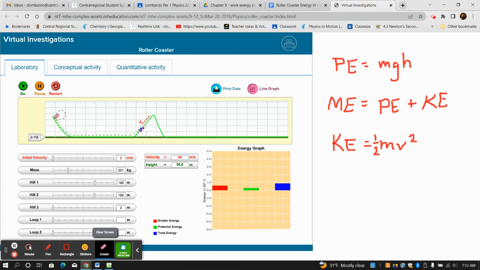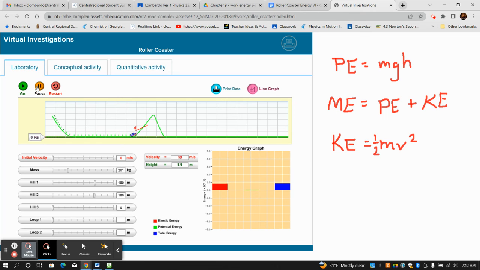So if we get rid of all that and hit restart, again, look at the blue. Blue's value is solid, it isn't changing. Look at the green. As that goes down, what increased? The red, which is your kinetic. Now, at the very bottom, we have all kinetic because the height is 0.